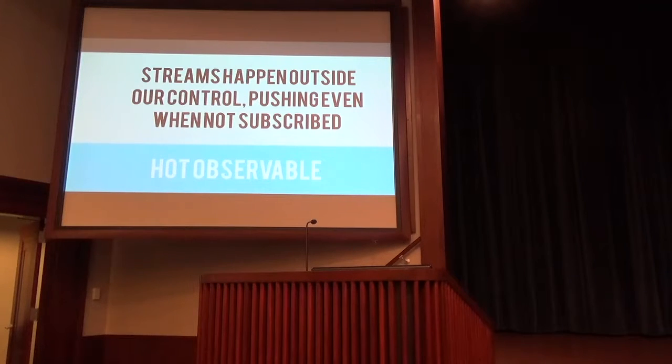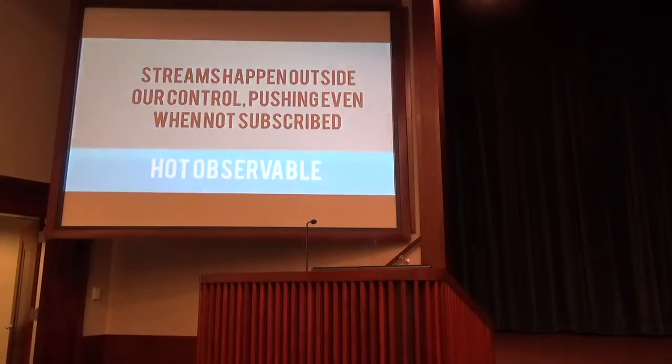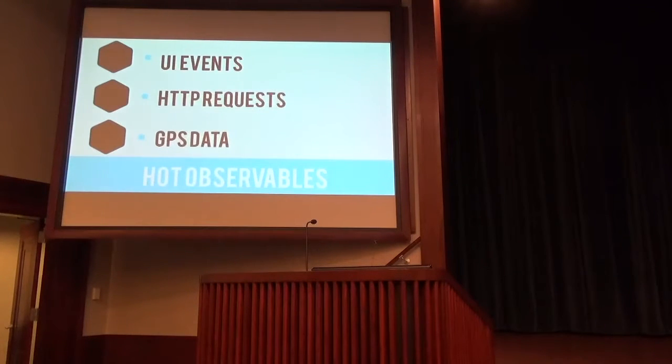So a hot observable would be something like a user interface. If your application is not activated yet, but the user is on your web page or working with your app, they're sending events through, but you're just not noticing them. Or you're just not ready for them, or you don't care about them, right? Those are hot observables. The data is just flowing. So things like UI events, HTTP requests coming from, let's say, a servlet, GPS data.